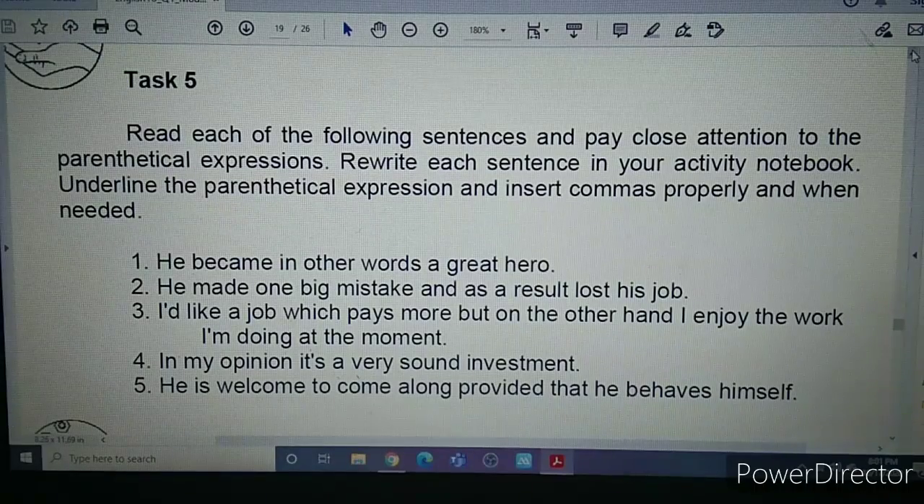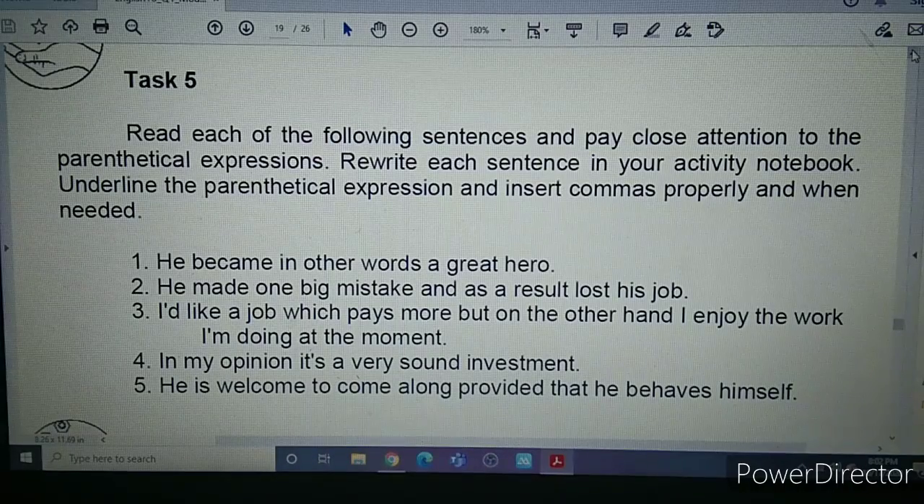Let's move on to number 4. In my opinion, it's a very sound investment. So where is the parenthetical expression in number 4? Okay, the parenthetical expression in number 4 is the words in my opinion. So you are going to underline that. So here is now the correct answer for number 4. In my opinion, underline those words, then comma. It's a very sound investment. So that's the correct answer for number 4.